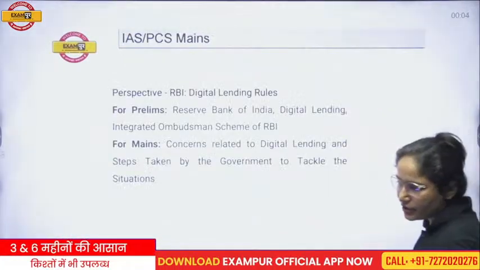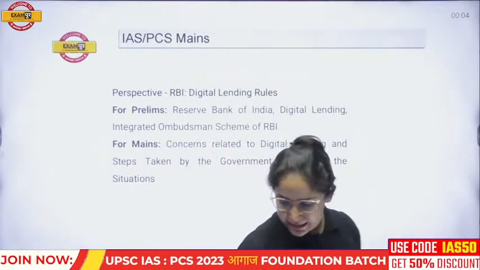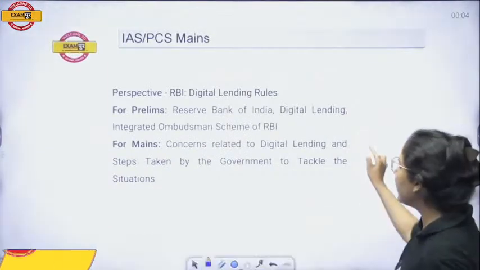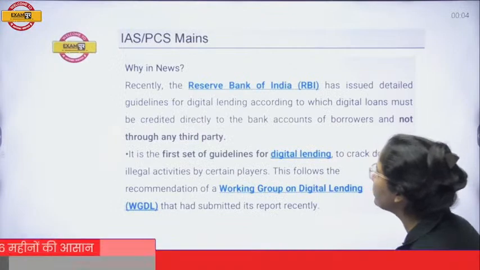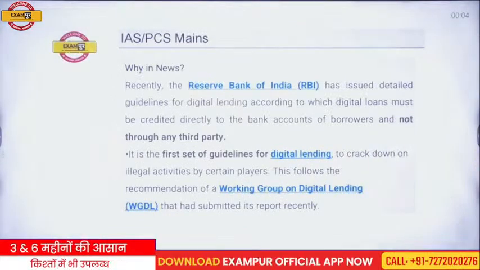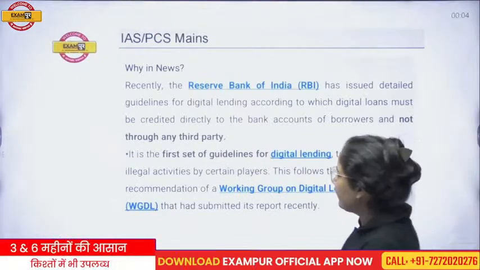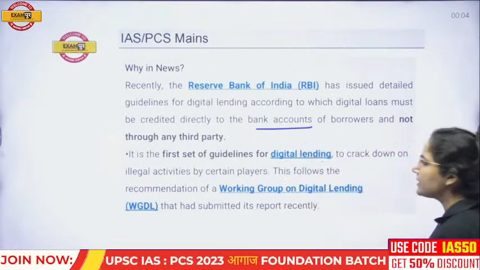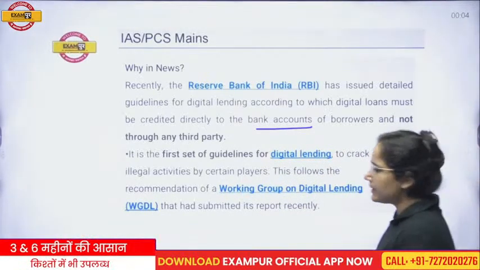Another perspective: I have just told you in the morning lecture about digital lending rules. What kind of digital lending rule do you get to see? Reserve Bank of India, digital lending, integrated ombudsman, concerns, and the steps taken by the government you need to study. RBI has issued detailed guidelines for digital lending, according to which digital loans must be credited directly to the bank account. There is no role of a third party. These are the first set of guidelines for digital lending to crack down on illegal activity by certain players.